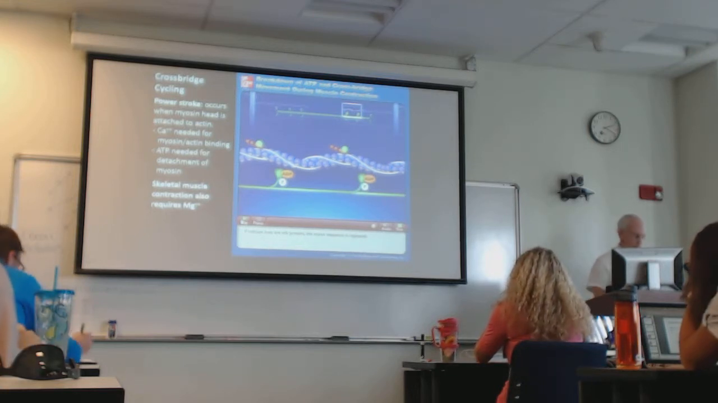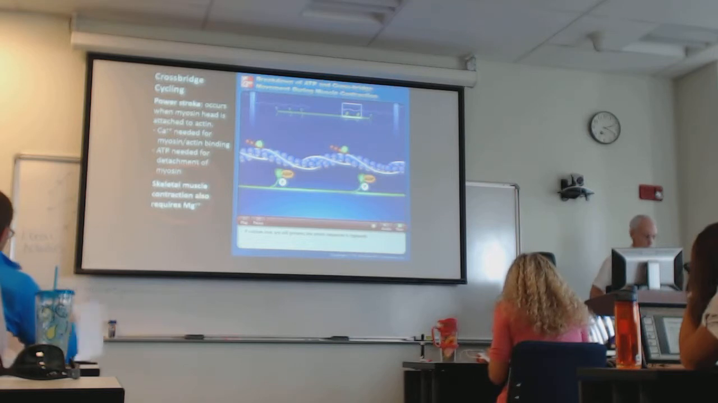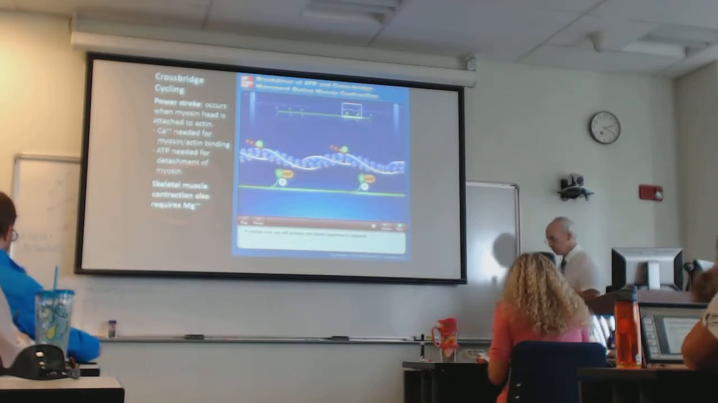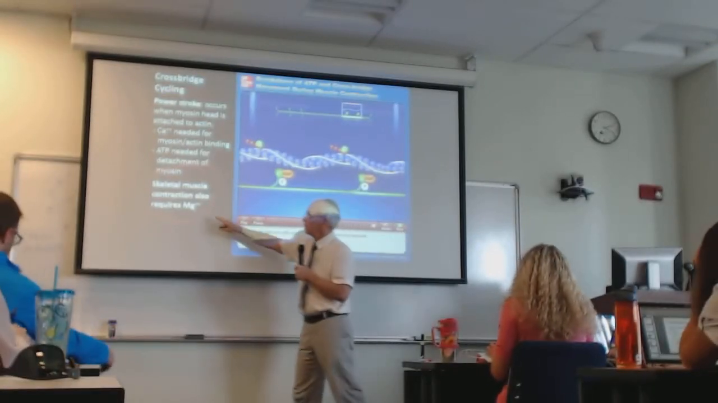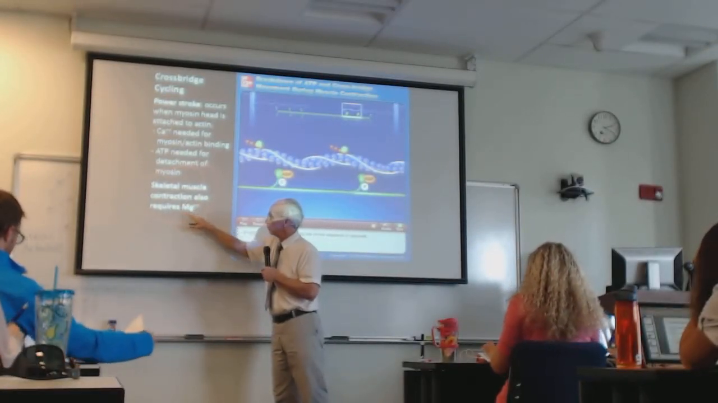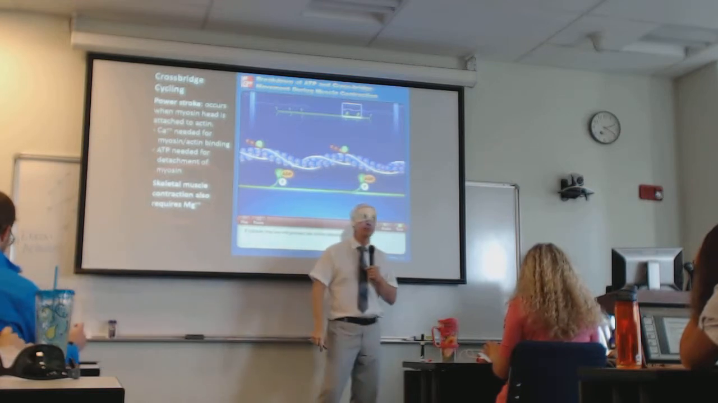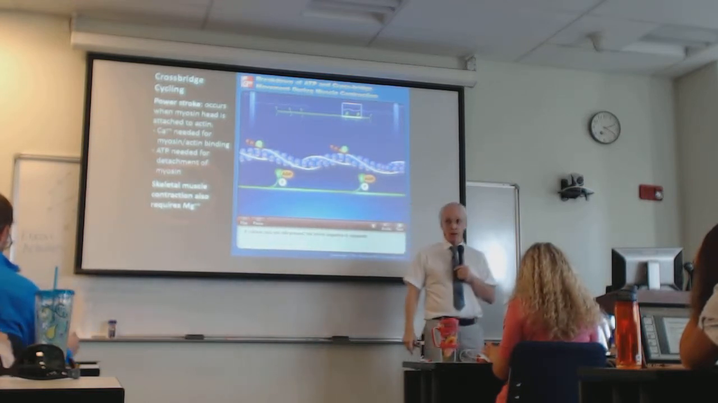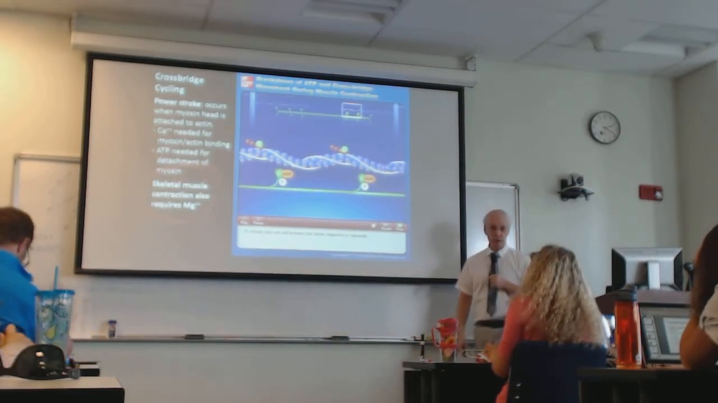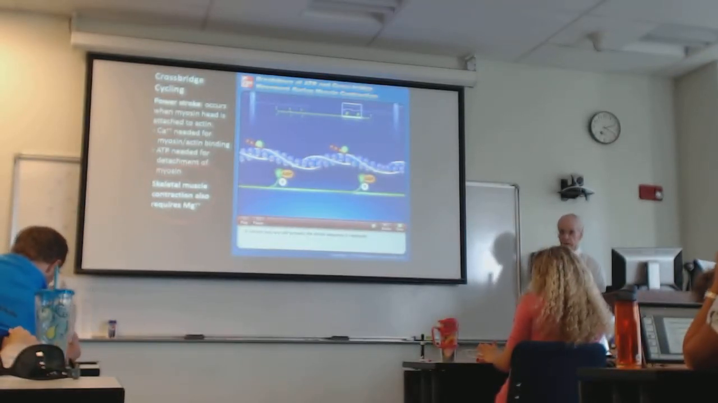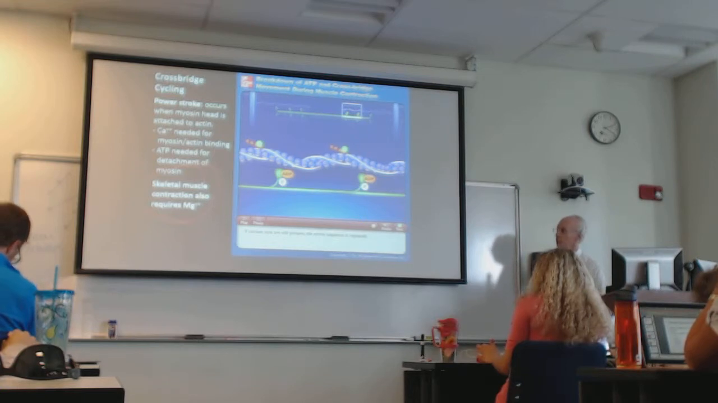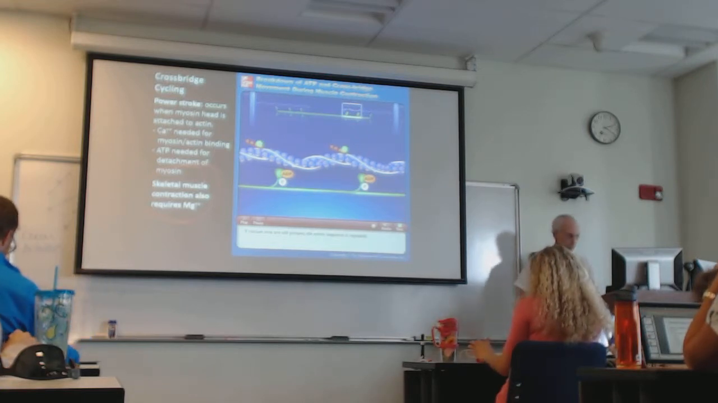By the way, I didn't mention this, but an additional cofactor necessary for muscle contraction is magnesium. We won't get into the role, but I would say that over half of the metabolic reactions in all the cells of your body involve metallic cofactors, everything from magnesium, manganese, iron. All of these are sometimes used.